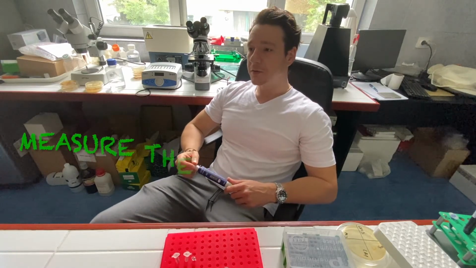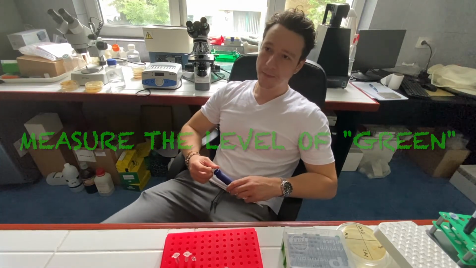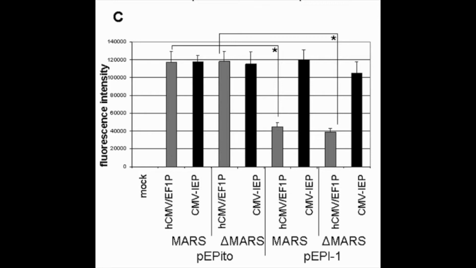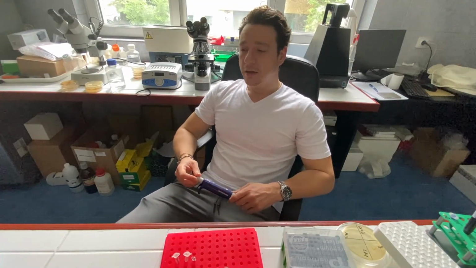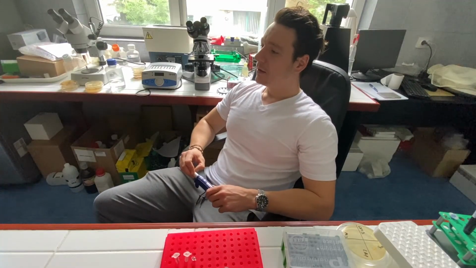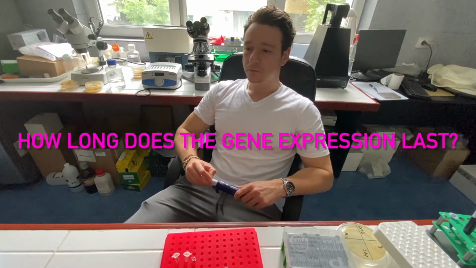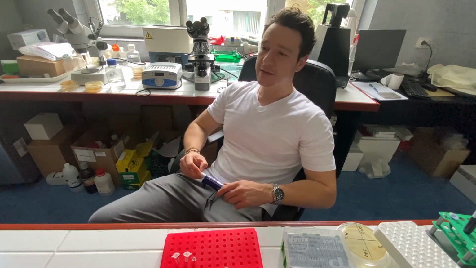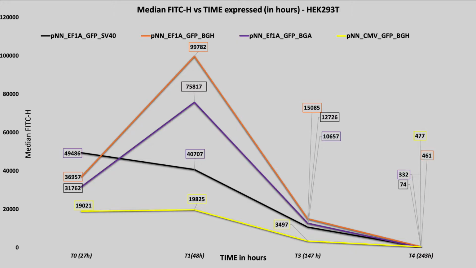Number two, I wanted to measure the median fluorescence intensity of each cell given by a specific vector. And I did measure that, the median fluorescence intensity. This will tell me basically the amount of gene expression that I got in those cells. And number three, I wanted to see if my gene expression lasts in my cells. So I was trying to measure those cells at specific time points after I transfected them.